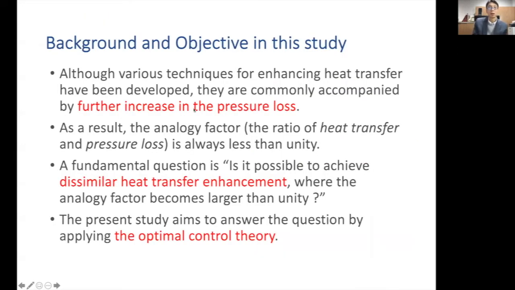So in summary, as I said, there are various techniques for enhancing heat transfer, but they commonly increase not only heat transfer but also the pressure loss. Therefore, the analogy factor is also less than unity. And the fundamental question is: is it possible to achieve a dissimilar heat transfer enhancement, which means that the enhancement of the heat transfer is larger than that of the pressure loss? The present study tried to answer that problem by applying optimal control theory.